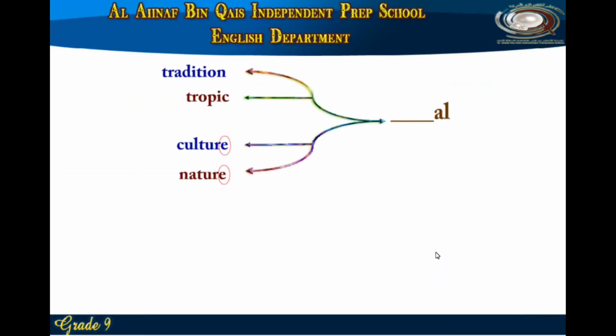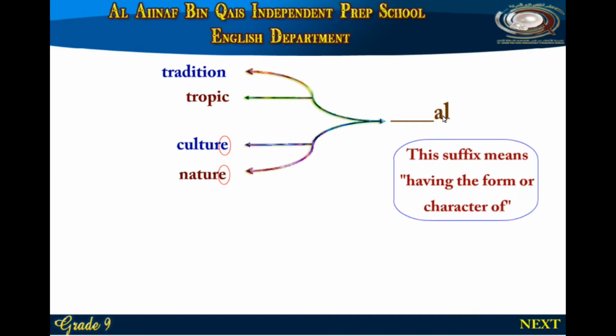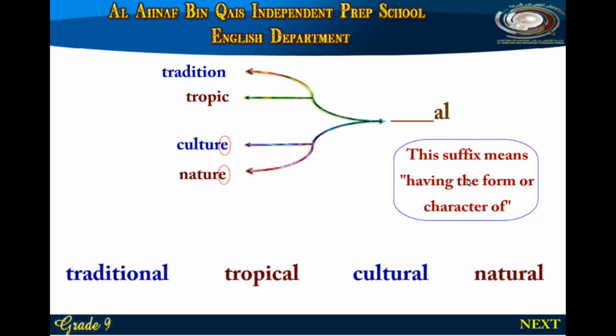The first one is AL. If we add the AL to the 4 words tradition, tropic, culture, nature, we change the meaning and we change from noun and verbs into adjectives. But what do we mean? We mean by AL that this word will have the form or character of. So we will form traditional, we form tropical, cultural, and natural.